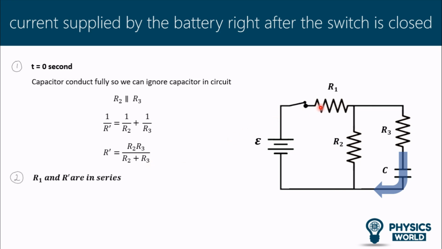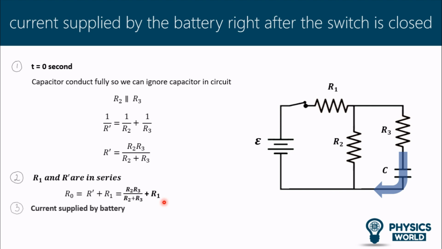Now friend, you can see that resistor R1 and R dash are in series connection. Here R dash is the parallel resistance of R2 and R3, so this resistance and R1 both are in series connection. So the total resistance of the circuit at t = 0 s is given by R0 is equal to R dash plus R1. Here the value of R dash is R2 R3 upon R2 plus R3, plus R1.